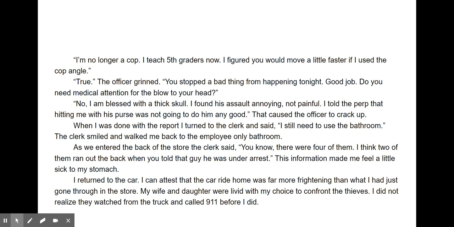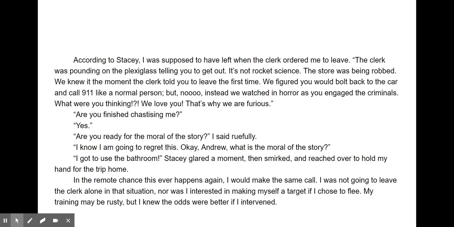I did not realize they watched from the truck and called 911 before I did. According to Stacy, I was supposed to have left when the clerk ordered me to leave. The clerk was pounding on the plexiglass, telling you to get out. It's not rocket science. The store was being robbed. We knew it the moment the clerk told you to leave the first time. We figured you'd bolt back to the car, and call 911 like a normal person.